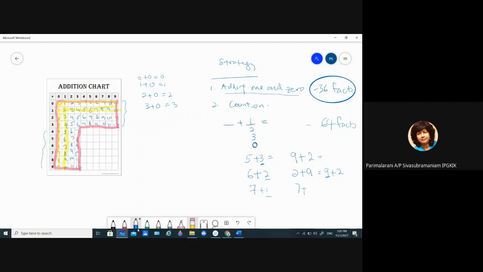If 7 plus 2, 7 you keep in your mind, count on 8, 9, okay? So it's easy to count on. So that's why count on strategies, one of the addends is either 1, 2, 3 or 0. Okay, so we finish with 2 strategies.